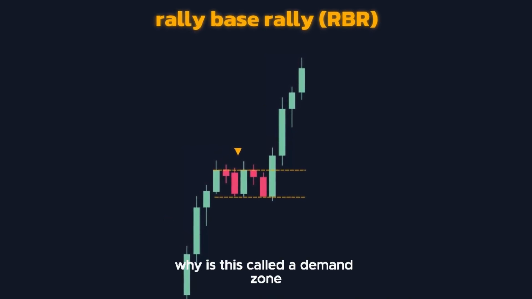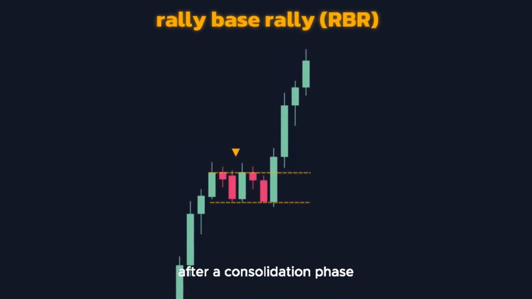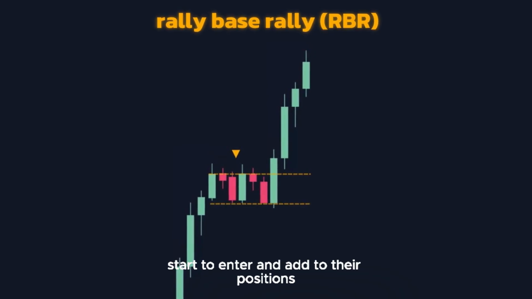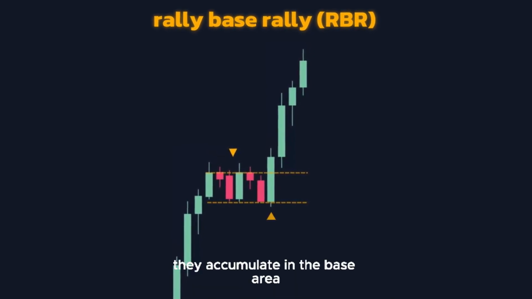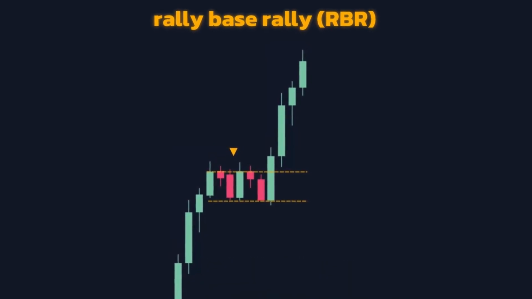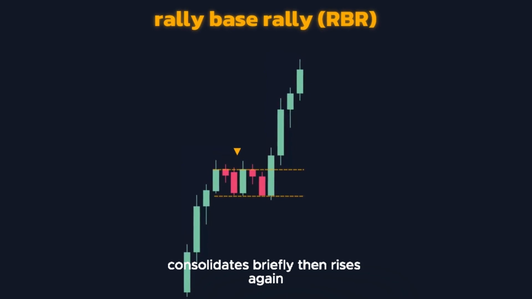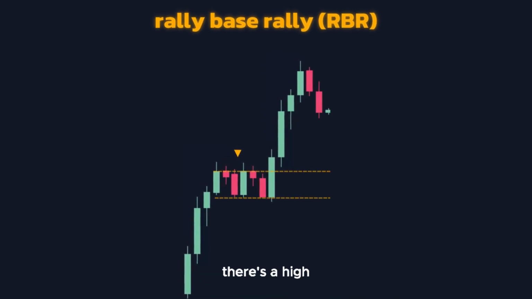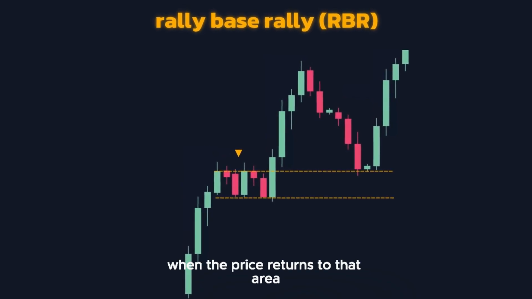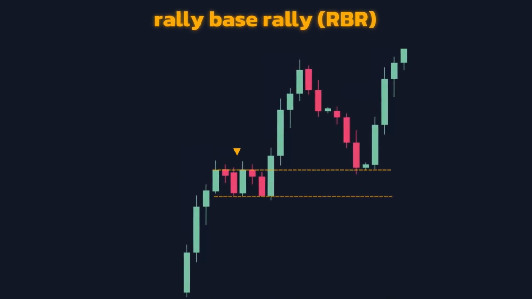Why is this called a demand zone? Because the RBR pattern shows that after a consolidation phase, market participants, especially big buyers, start to enter and add to their positions. They accumulate in the base area before pushing the price even higher. When you see the RBR pattern form, where the price rises, consolidates briefly, then rises again, there's a high chance that a strong buying reaction will occur when the price returns to that area. And this is the moment when we get ready to enter a buy position.